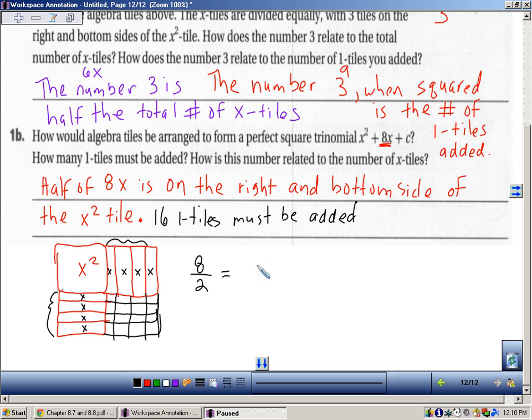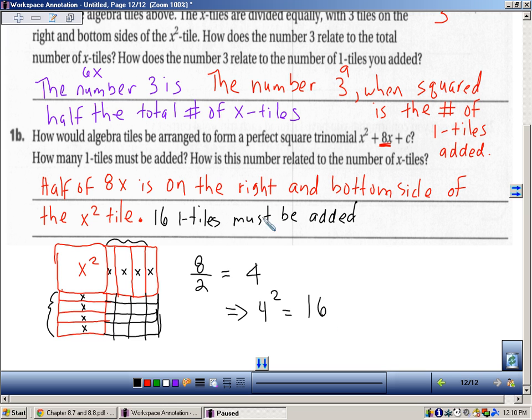Now, I'm still thinking about how the number of x tiles is related to this number called 16. Look at 16 and 4. If you square 4, like I did here, 4 times 4, it gave me 16. So if you take 4 and square it, you end up with 16. And so that's how it's related.